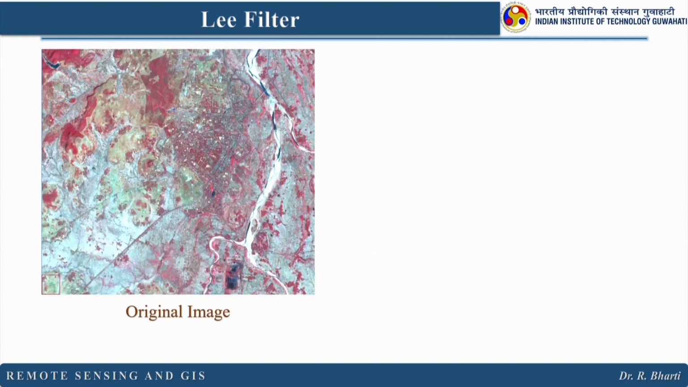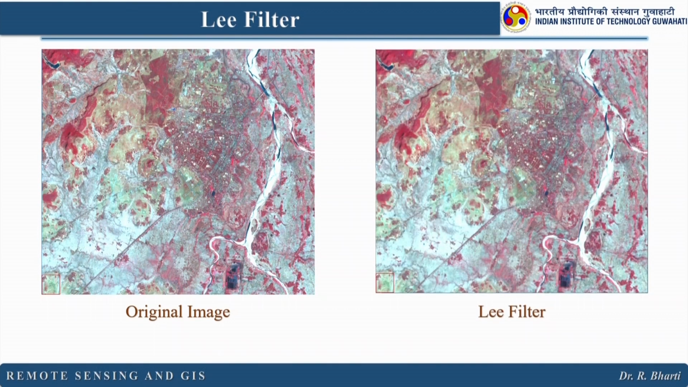So this is the original image and this is the Lee filter image. You can see that in this case some features were enhanced and noise was removed. But it is up to you and your application. What exactly is your application? Based on that, you have to select different methods from this particular basket, right.